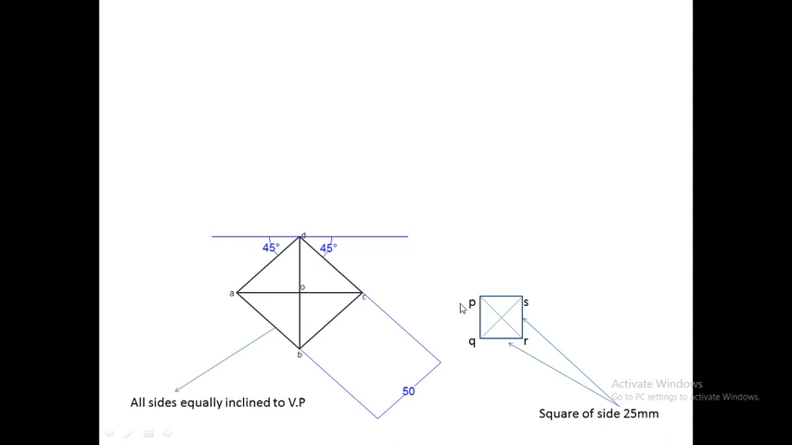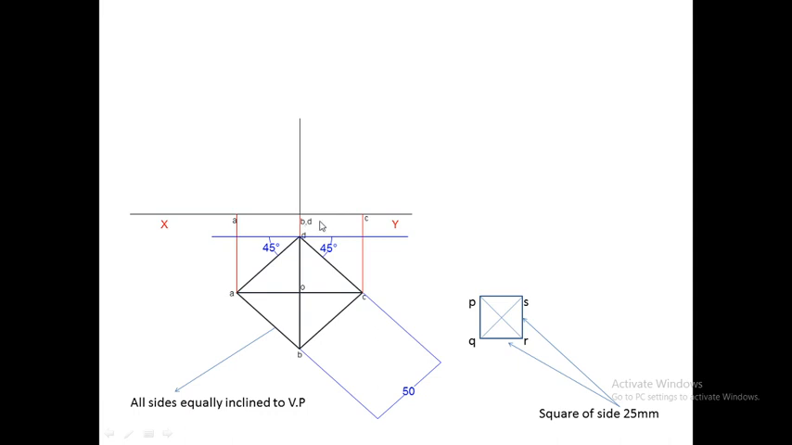Now in the next step we will draw the XY line. After drawing the XY line, now project the corner points A, B, C, D on the XY line. So we have projected point A, point B and D will coincide as they are lying in a straight line, and the next point is C.